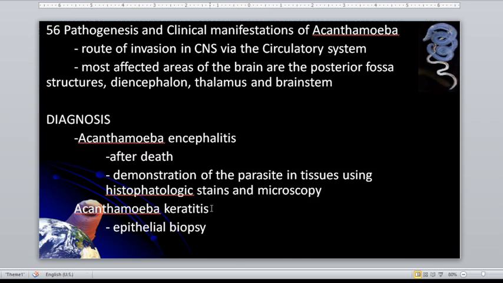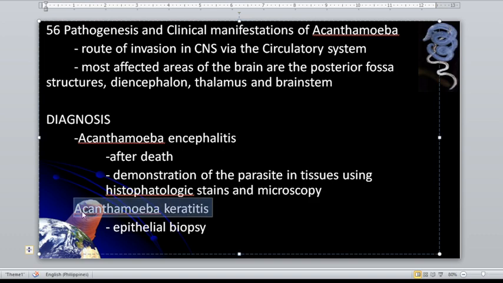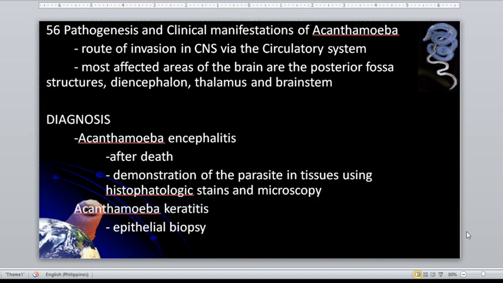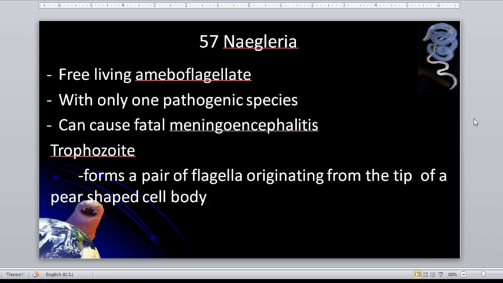Okay, and again, how can you acquire Acanthamoeba keratitis? Through an infected contact lens solution. That's why, guys, you follow your doctor's prescription or suggestion that you have to change the solution of your contact lenses, because that can be contaminated by Acanthamoeba species.